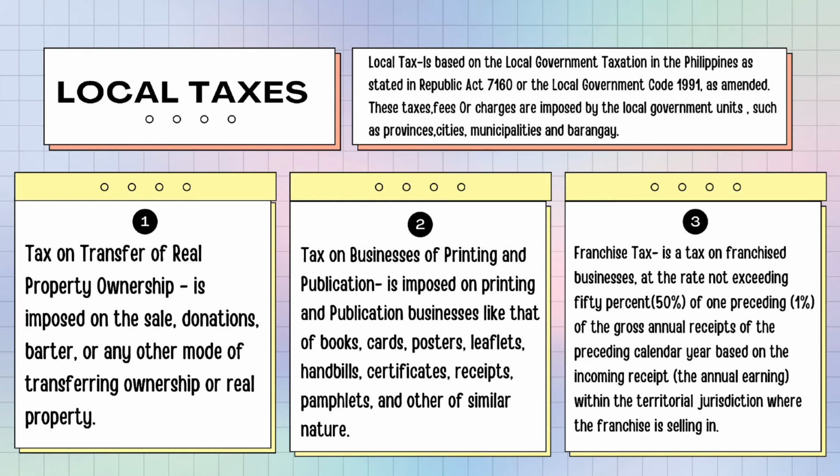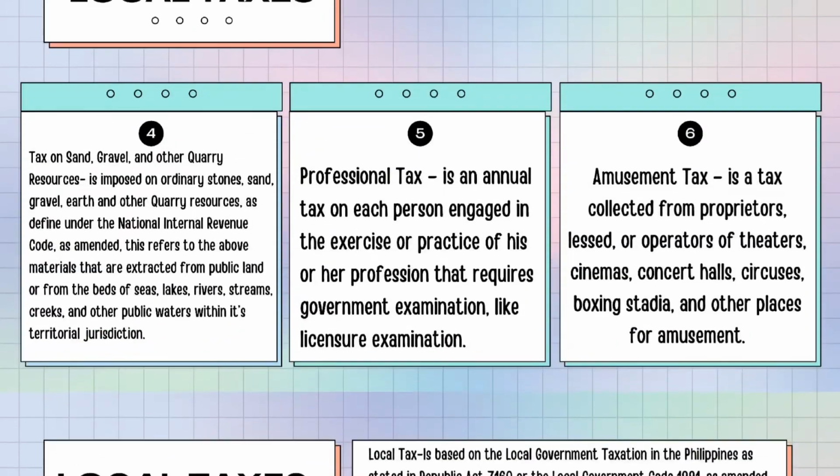Next, franchise tax is a tax on franchise business at a rate not exceeding 50% of 1% of the gross annual receipts of the preceding calendar year based on the income received, or the annual earnings within the territorial jurisdictions where the franchise is selling. That's the example.